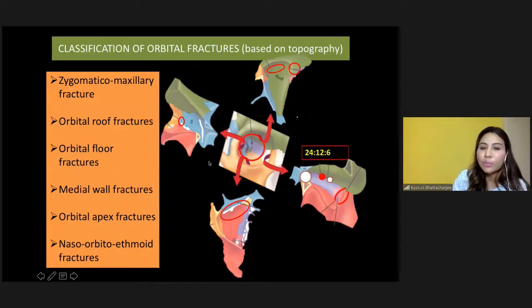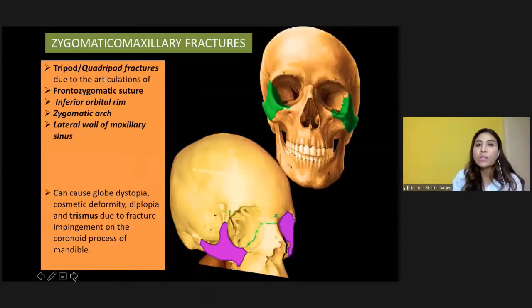The next important area is the apex, where, as I have already mentioned, you have the optic canal and also the superior orbital fissure. When I was talking about the ZMC fracture, I mentioned it can be in the form of a tripod or a quadrupod. When you have involvement of the zygomatic bone, the maxilla and the inferior orbital rim, we call it a tripod fracture.